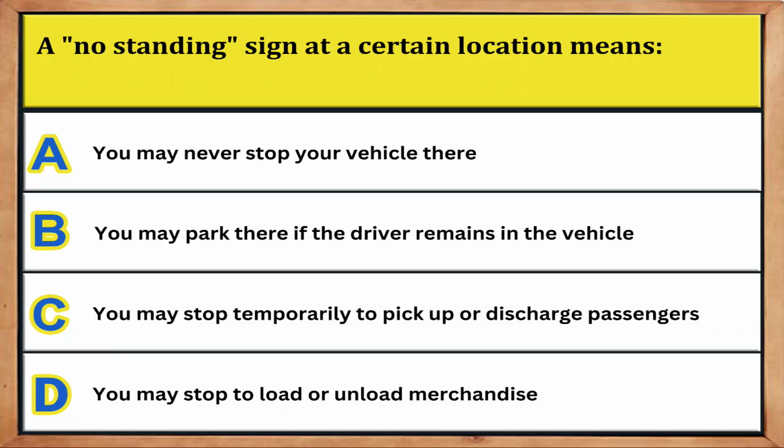Next question. A no standing sign at a certain location means: A. You may never stop your vehicle there. B. You may park there if the driver remains in the vehicle. C. You may stop temporarily to pick up or discharge passengers. D. You may stop to load or unload merchandise. The correct answer is C. You may stop temporarily to pick up or discharge passengers.